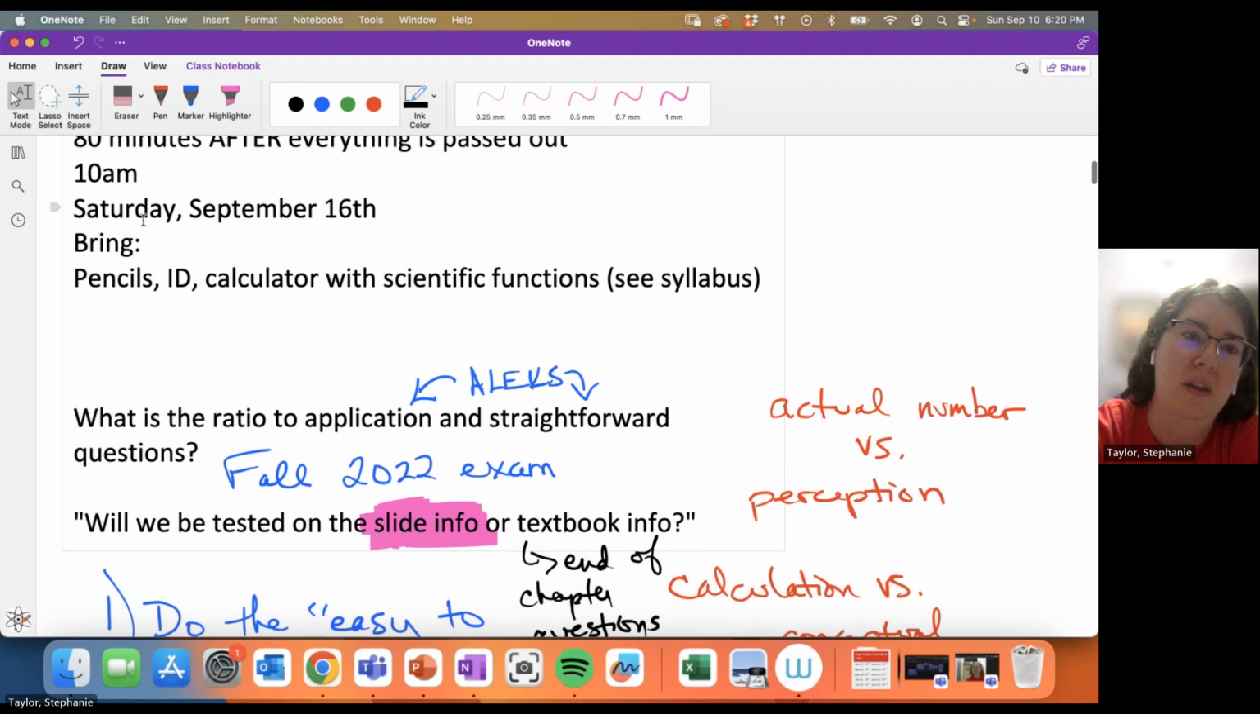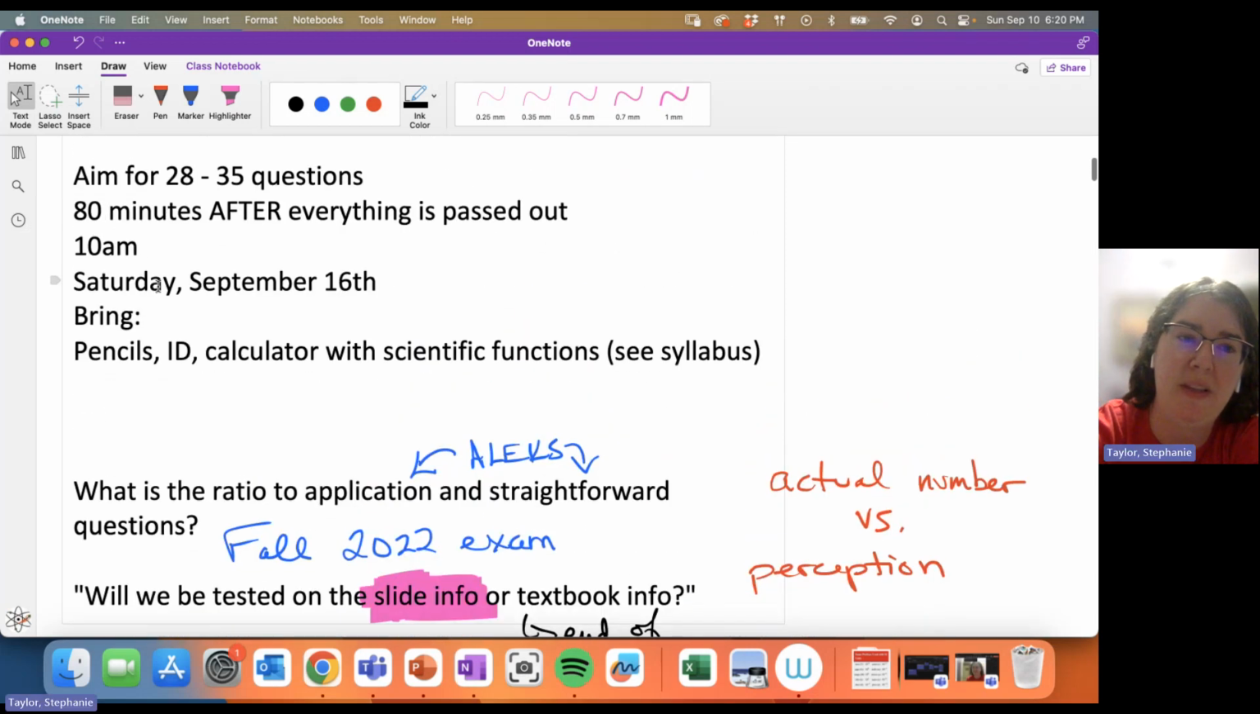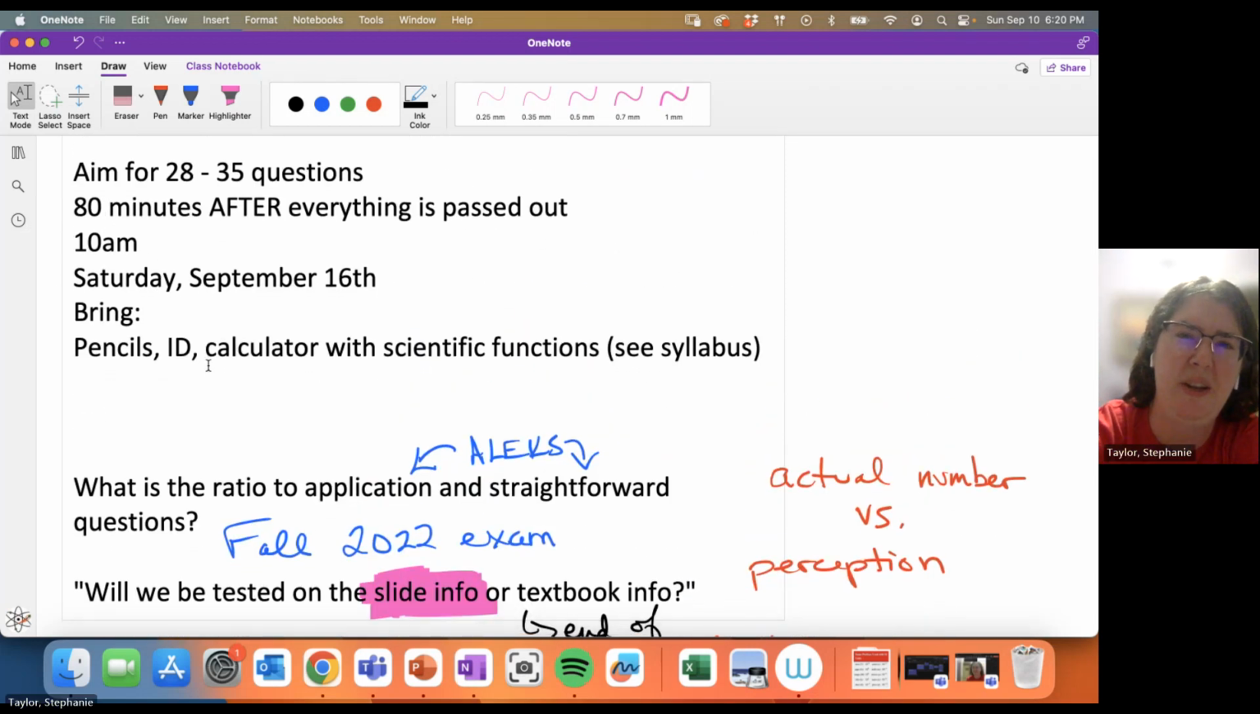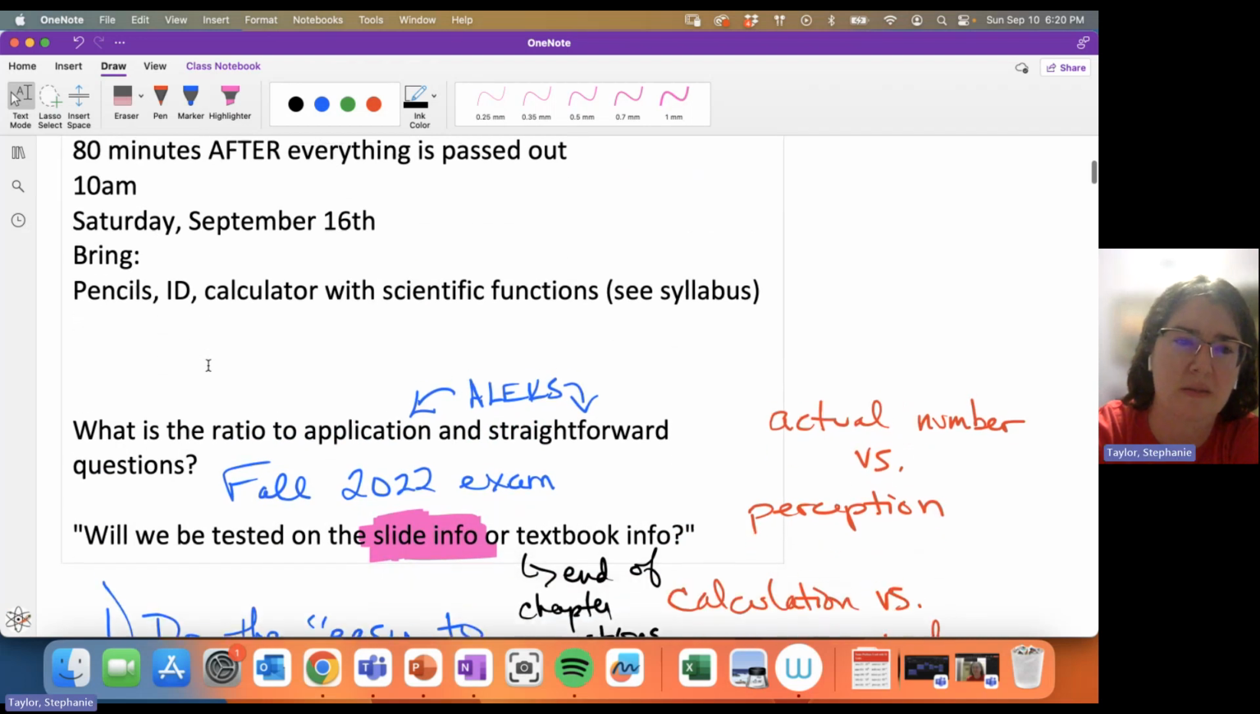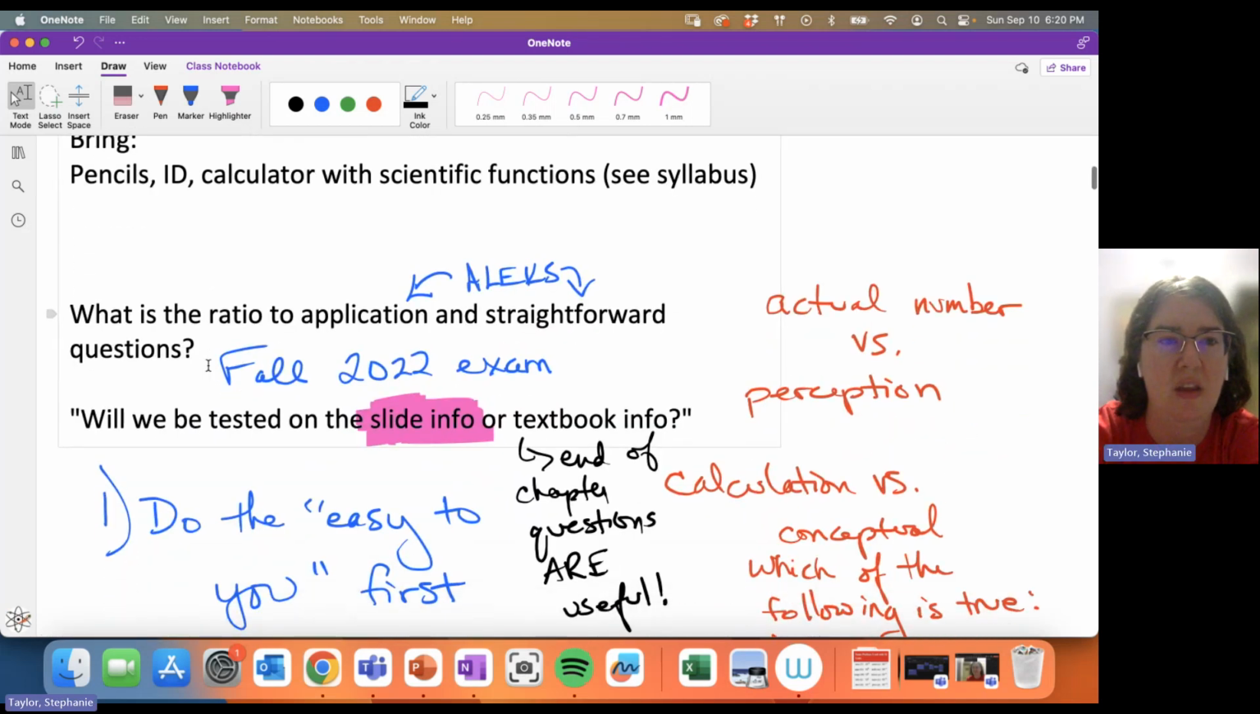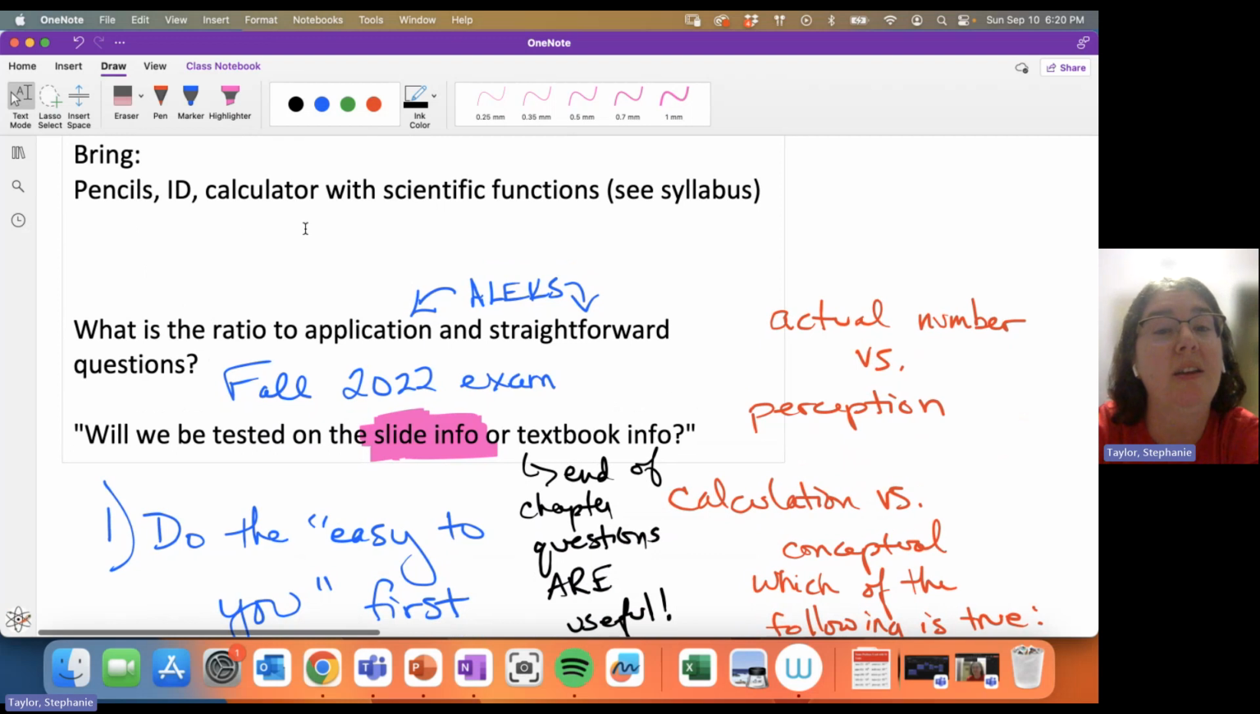But don't be late, honestly. Don't be late. It's 10 o'clock in the morning. Be early. Don't be stressed out. Being late's very stressful. Bring pencils and ID, and a calculator with scientific functions. See the syllabus for more details on exactly what our parameters are for that.